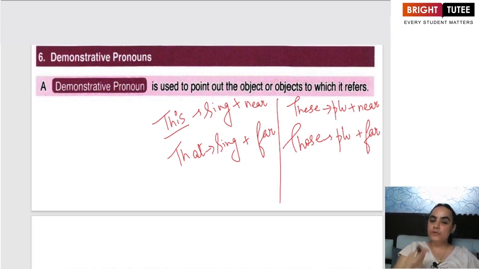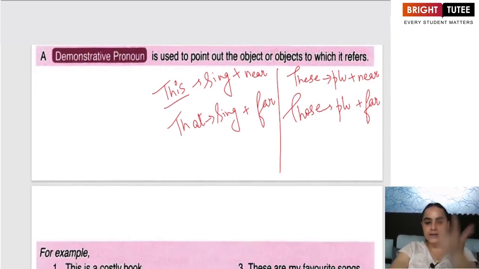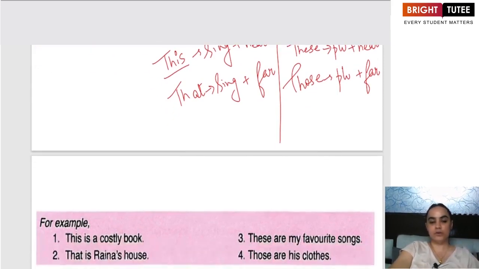And we use a demonstrative pronoun to always talk about an object, to point out an object to which it is referring. So this is a demonstrative pronoun. When you are using a demonstrative pronoun, that is this, that, these, those, to point out an object to which it is referring, it is a demonstrative pronoun.